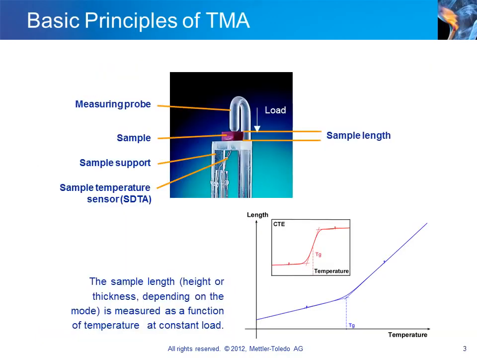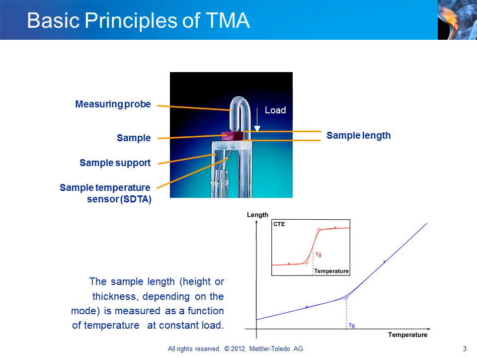This upper diagram illustrates the basic measuring principle of a TMA instrument. The sample is placed on the sample support and a constant load is applied to it via the measuring probe. The probe remains in contact with the sample and moves upward or downward as the sample length, in this case the sample thickness, changes with temperature.